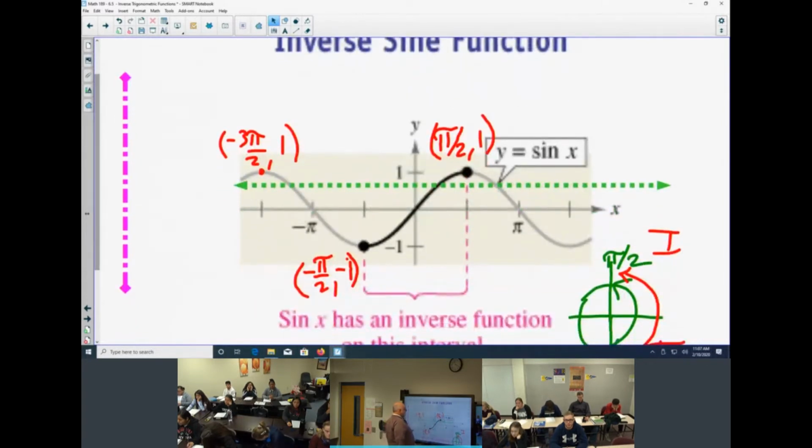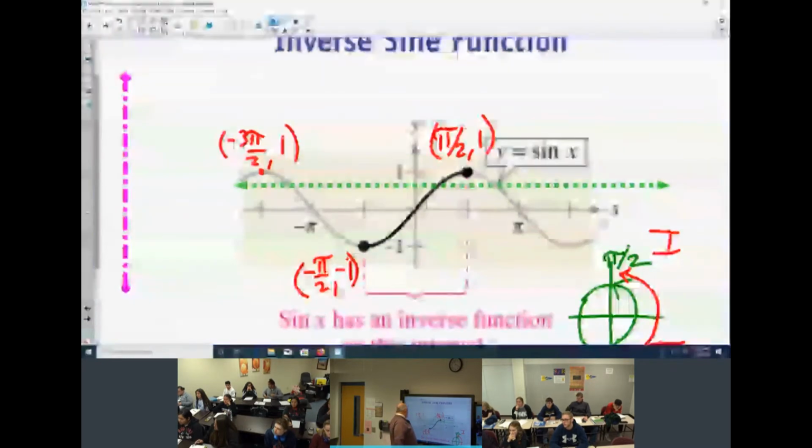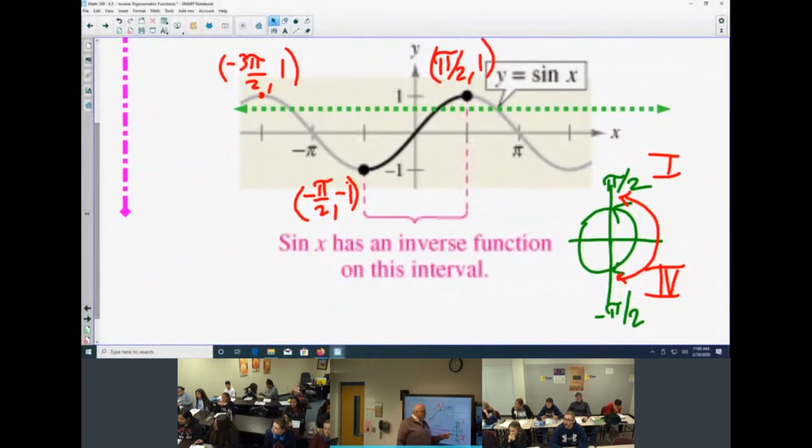So for example, if I know that the sine of pi halves is 1, then the inverse sine of 1 is pi halves. So we're restricting the domain to just go from negative pi halves to pi halves. So the inverse sine is only good in quadrants 1 and 4, because otherwise it would not be a function. Okay? So the inverse sine. So the angle you give me is from negative pi halves to pi halves. From negative 90 to 90. Okay?